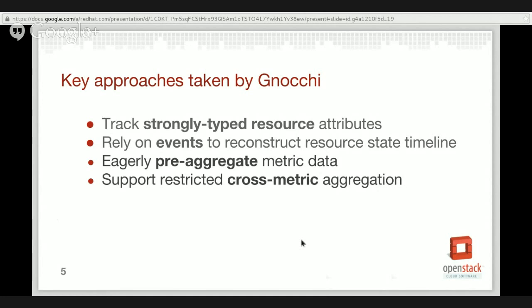So instead of storing all of the data in full resolution, what we do is as the data is ingested, we pre-aggregate it according to some configured granularities, and we call this the archive policy associated with the metric. So the archive policy basically determines at what granularity the pre-aggregation occurs and what period of retention there is for this particular metric.